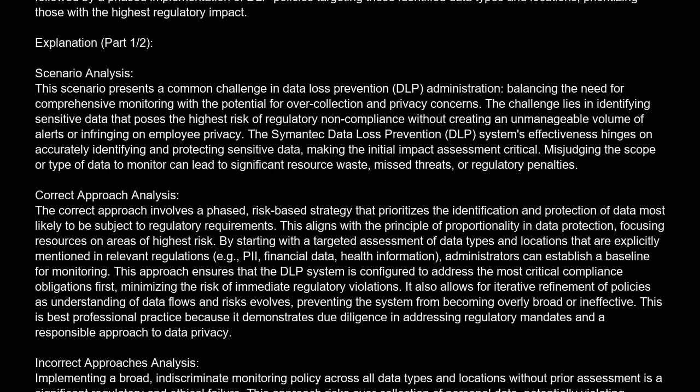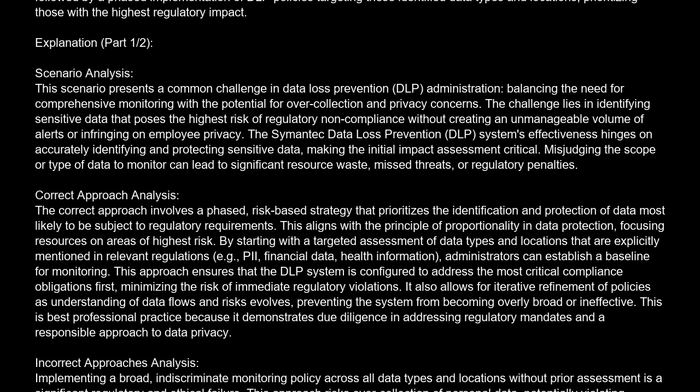The correct approach involves a phased, risk-based strategy that prioritizes the identification and protection of data most likely to be subject to regulatory requirements. This aligns with the principle of proportionality in data protection, focusing resources on areas of highest risk. By starting with a targeted assessment of data types and locations that are explicitly mentioned in relevant regulations, e.g., PII, financial data, health information, administrators can establish a baseline for monitoring.